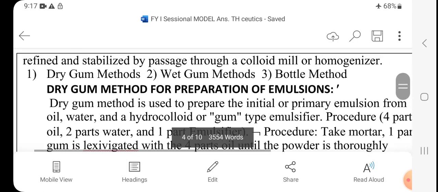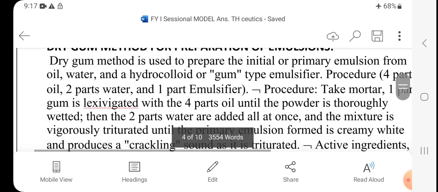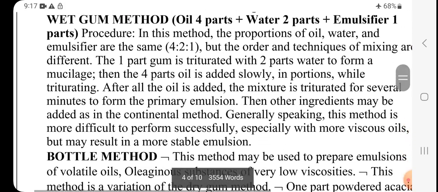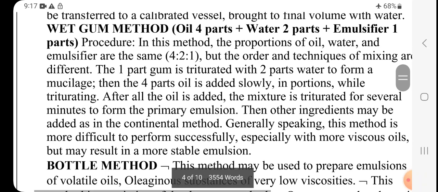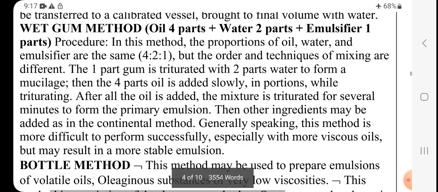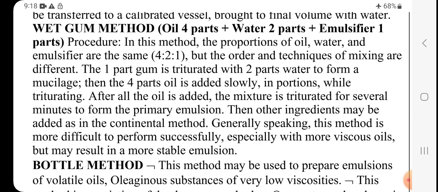Here what you had done is the same: oil 4 parts, 2 water and 1 emulsifier. So here similarly 4 parts of oil, 2 parts of water and 1 part of emulsifier. The proportions of the oil, water and emulsifier are the same, but the order and technique of mixing, at which stage you have to mix, is the different part here.